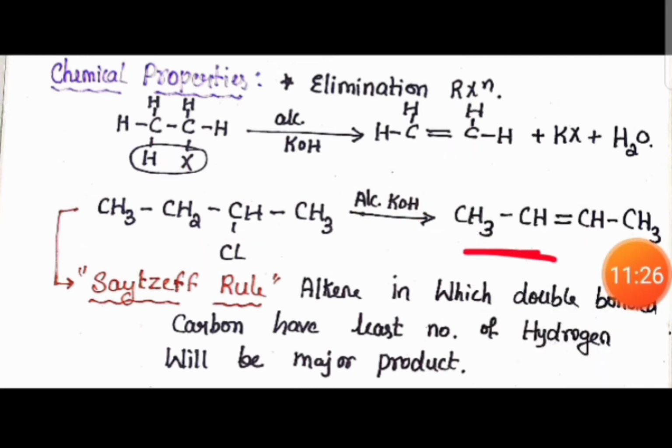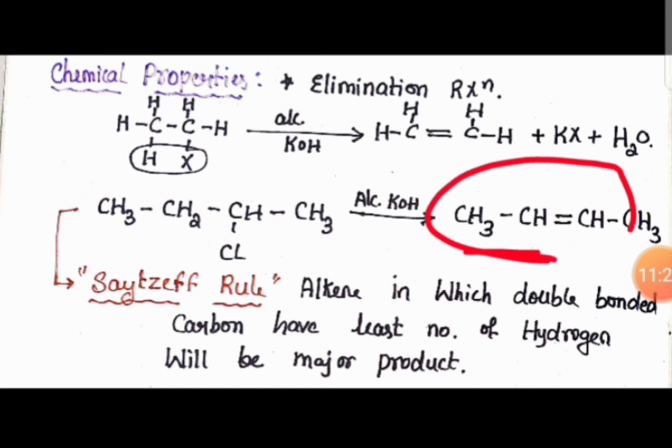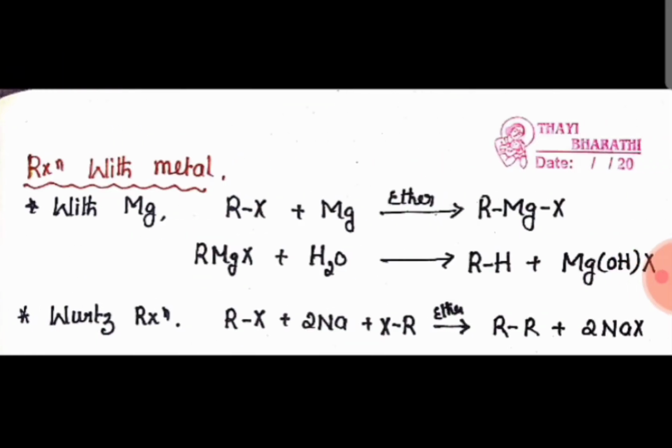So Saytzeff's rule says that the alkene generated during this elimination reaction, in which the double bonded carbon atom having the least number of hydrogens, will be the major product. So the double bonded carbon with the least number of hydrogens will be the major product. So that is Saytzeff's rule.